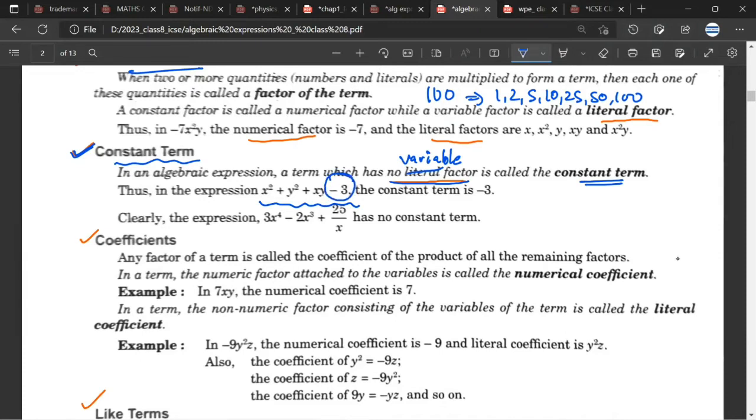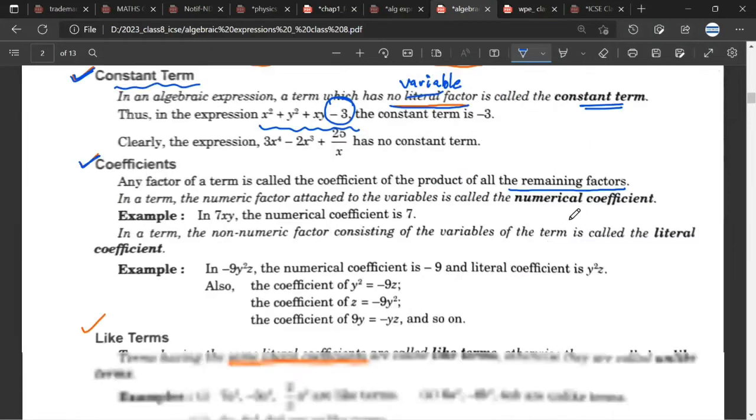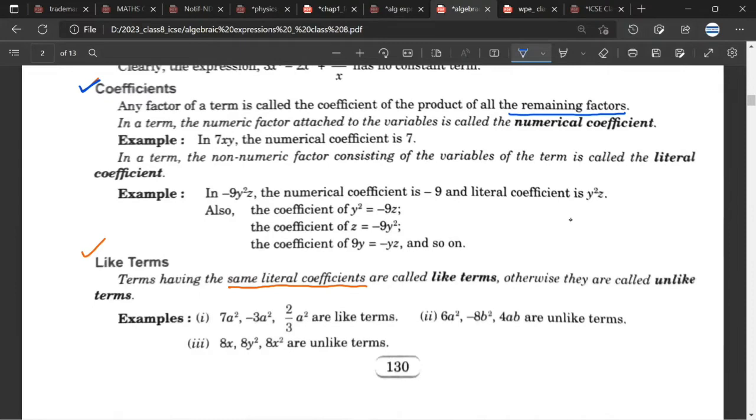Then we come to what they are saying about coefficient. Any factor of a term is called a coefficient of the product of all the remaining factors. So what does this mean? So for example, take a term like minus 9y square z. Any factor of a term is called the coefficient of the product of the remaining factors.